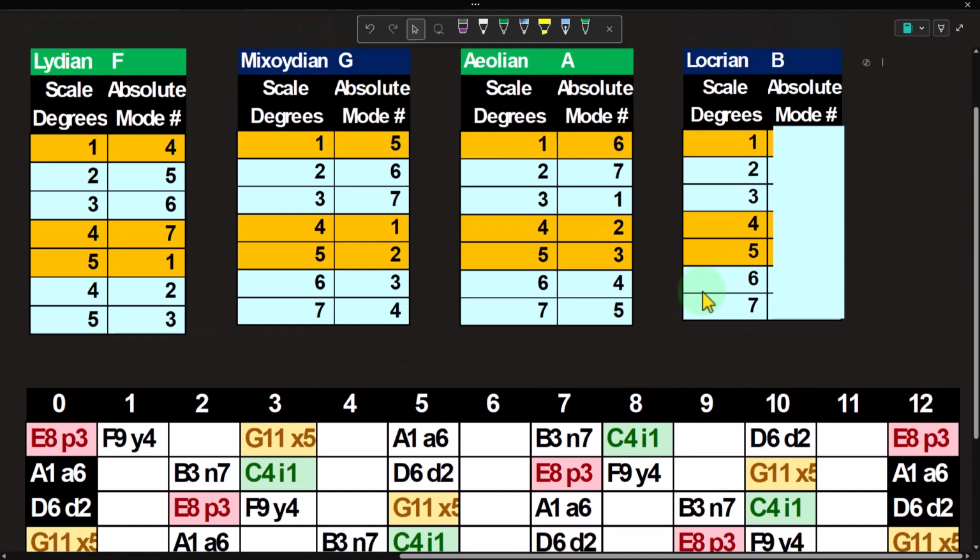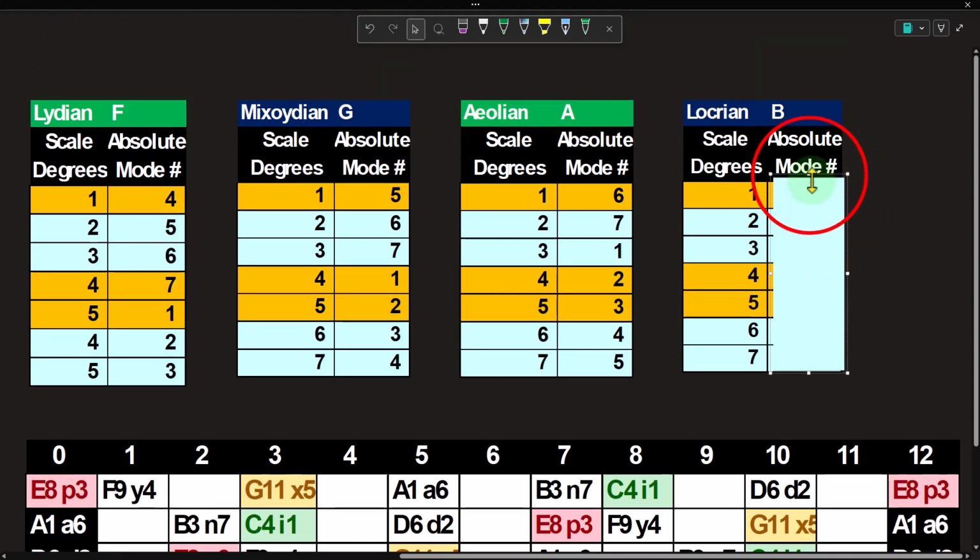All right, which is weird. This guy's crazy, but that's all right. I can play in Locrian. I can be crazy too. You want to see crazy?